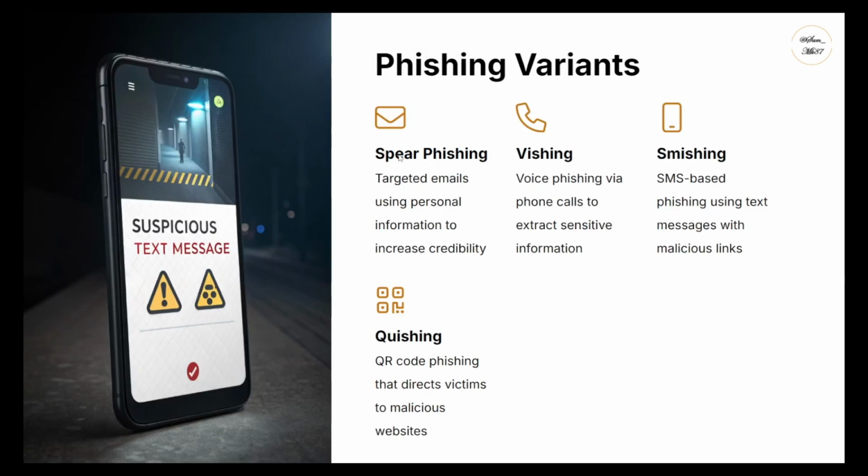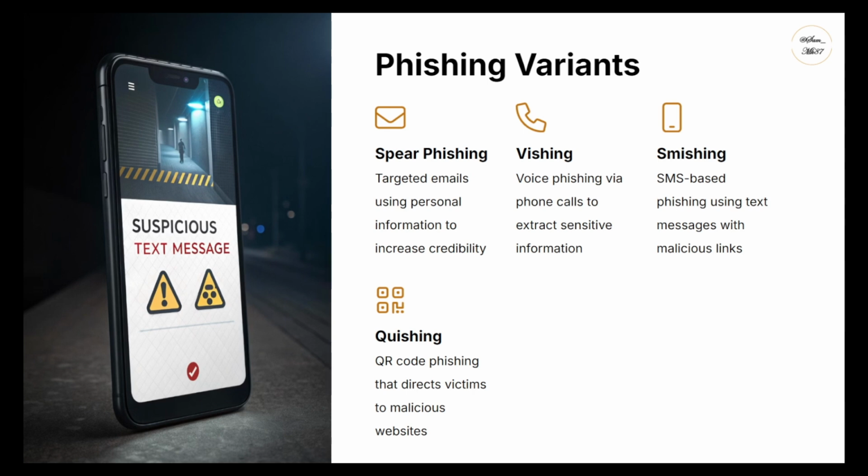Now let's talk specifically about phishing. Phishing has evolved far beyond the classic email scam. Attackers now use several sophisticated methods to increase their chance of success, each tailored to different communication channels. Spear phishing, which we discussed, is one of the most common and dangerous forms. Instead of casting a wide net, attackers craft highly targeted emails using personal details like a recipient's name, job title, or recent activity to make the message seem legitimate and convincing.